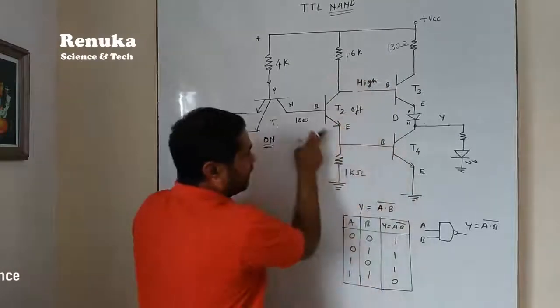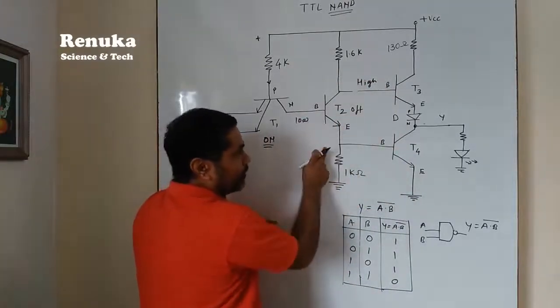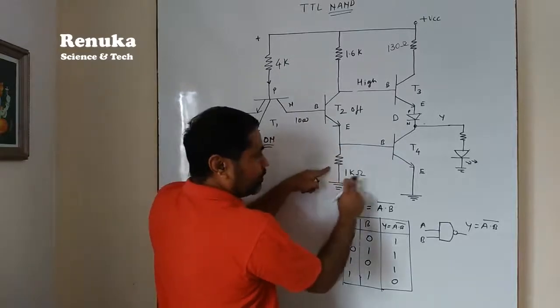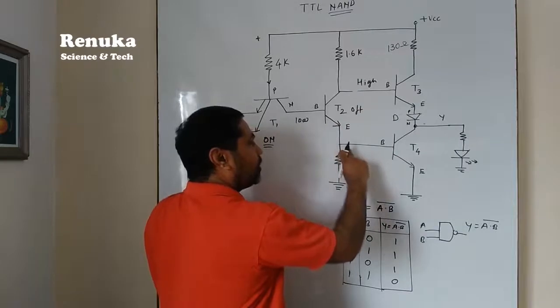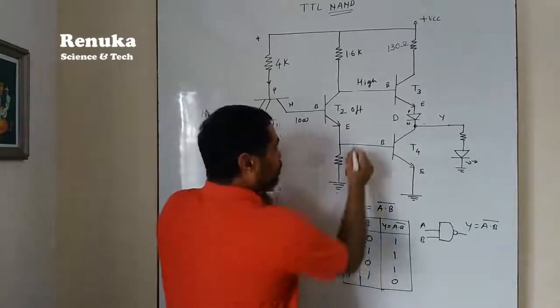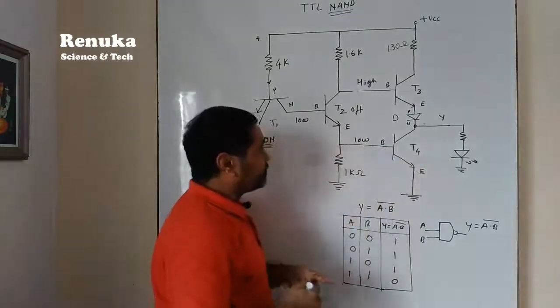At the same time, at the emitter, if the base to emitter diode is off, no current is flowing here, so there is no current through the 1 kilo ohm resistance. The voltage drop across the 1 kilo ohm will also be low, so it will create a low voltage at the base of transistor T4.